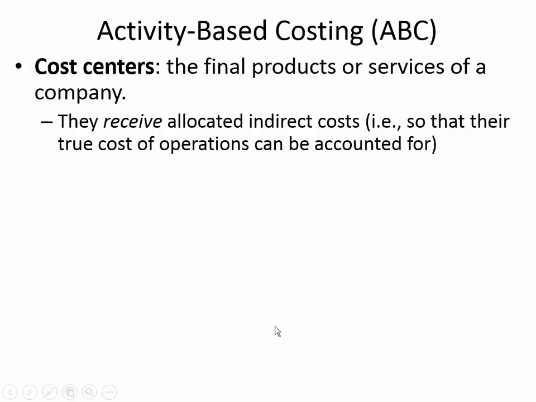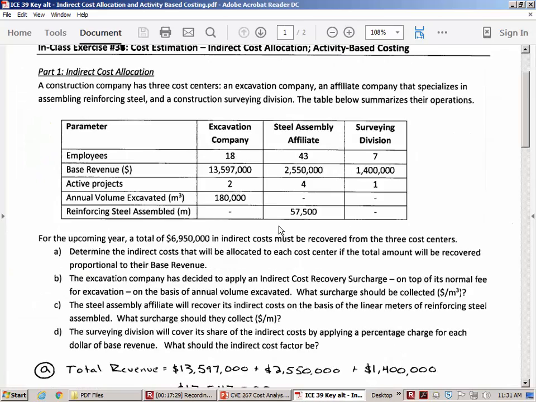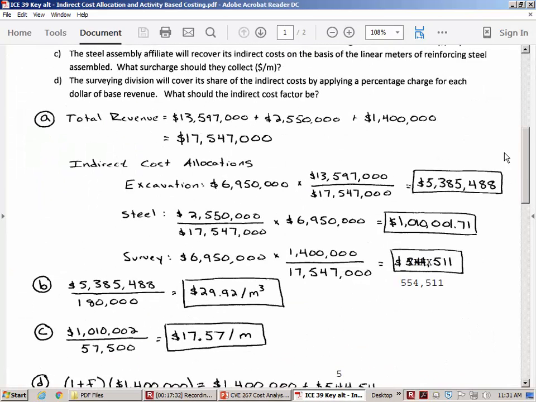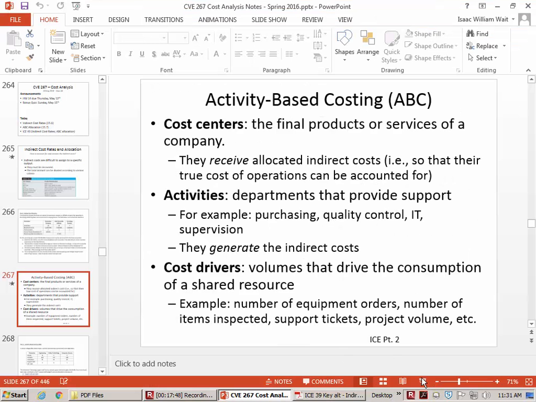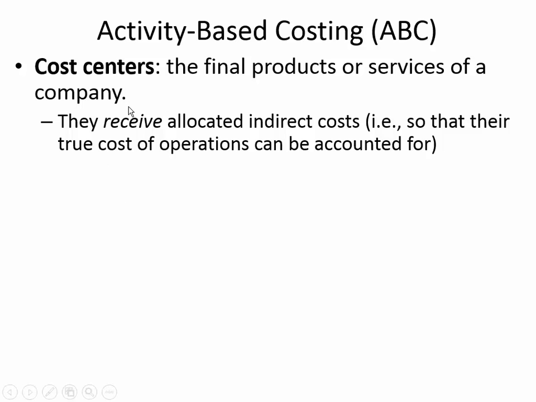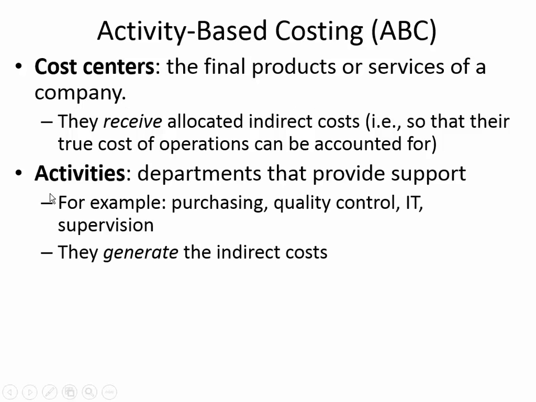And so the true cost of operations includes the direct and the indirect costs, and these cost centers receive the allocated indirect costs. If we go back to the example we've just done, these are allocated indirect costs. The parent company said excavation has to pay this much, steel has to pay this much, so these are allocated. That means it's divided up among different centers. So each of the cost centers receives the allocated indirect costs.